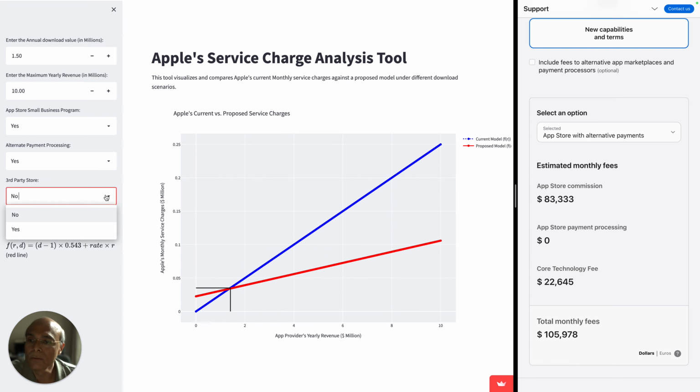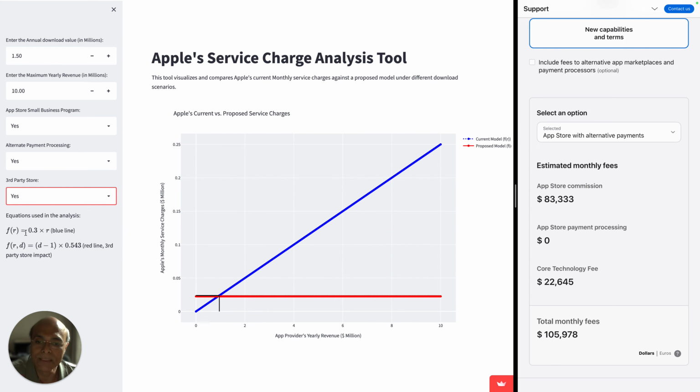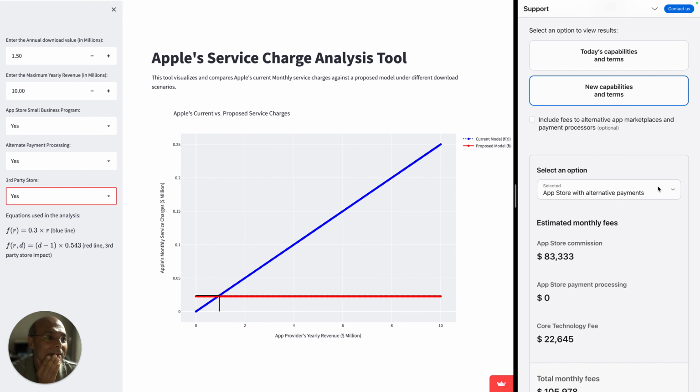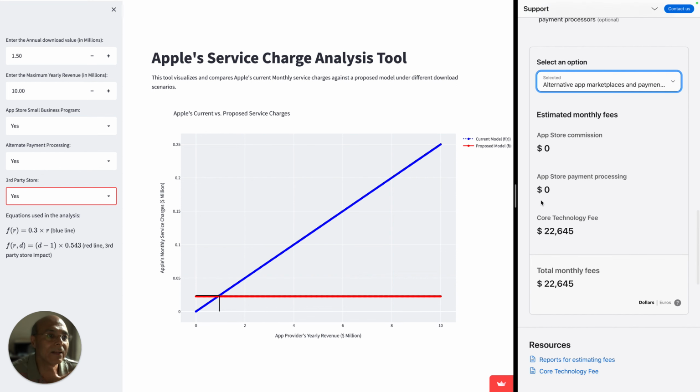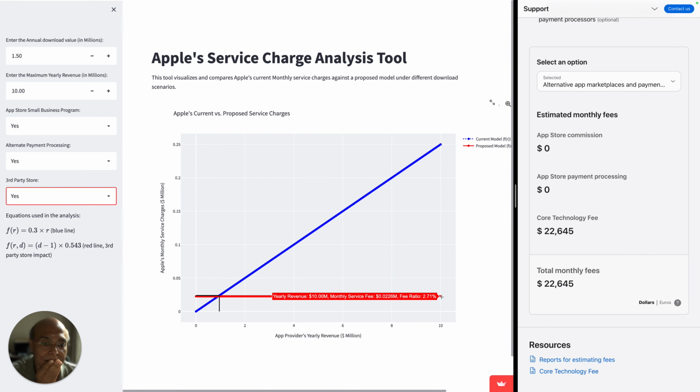Now let's choose a third-party store. Now it is going to become very interesting. If you choose a third-party store, whatever you choose here does not make any sense. Let me just show you. If I choose a third-party store, alternate market, everything goes to 0 except the core technology fee. If I show you for 10 million downloads, 1.5 million download, it is going to remain constant. See, it is constant.